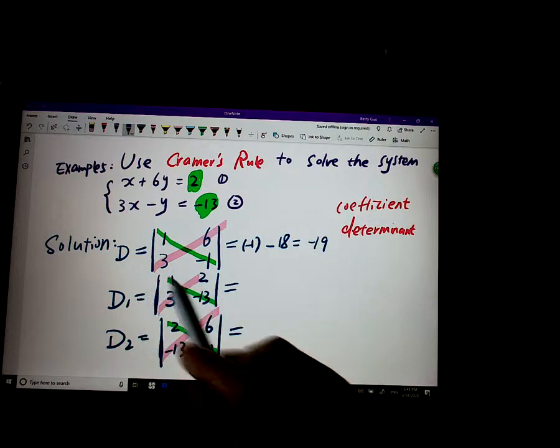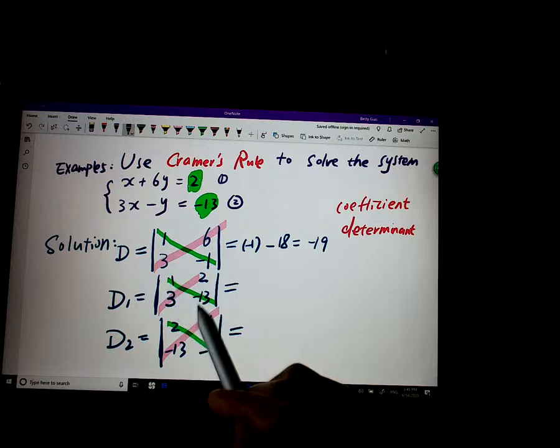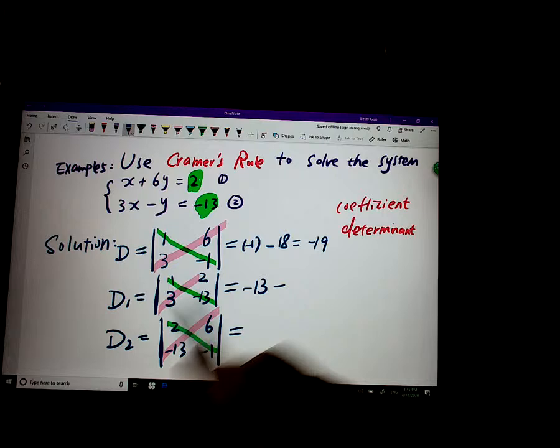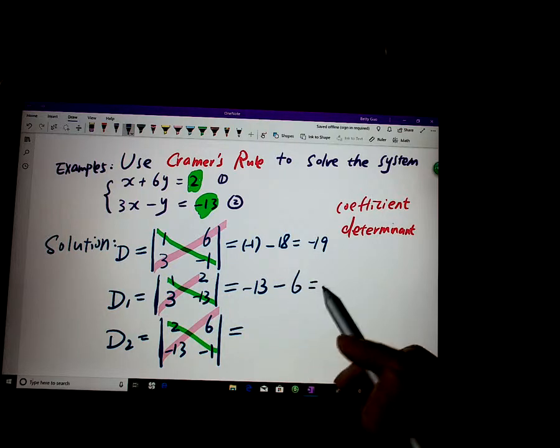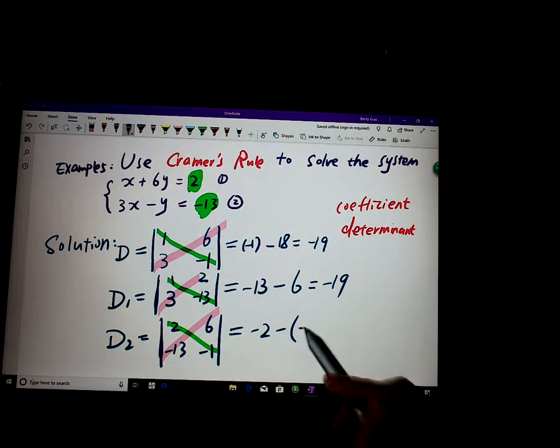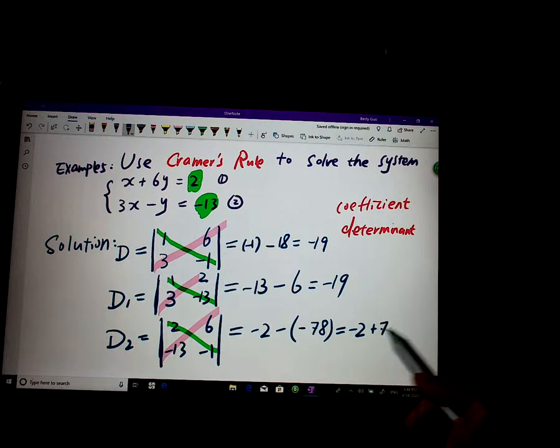D sub 1, we use the same way to evaluate. 1 times -13 is -13, minus 2 times 6, also -19. D2: 2 times -1 is -2, minus the product of 6 and -13. That's going to be -78. 13 times 6, yeah, 78. And that gives us -2 plus 78. That is 76.